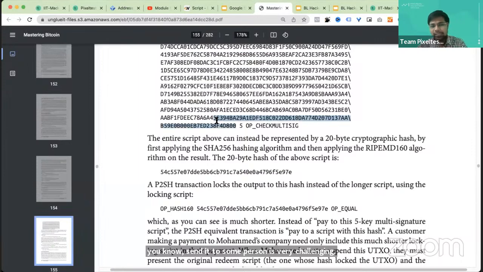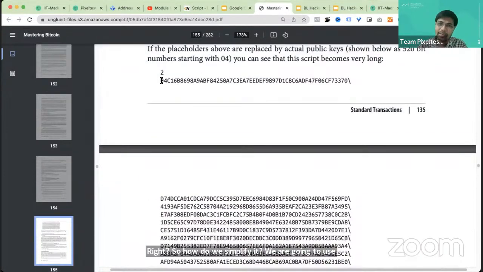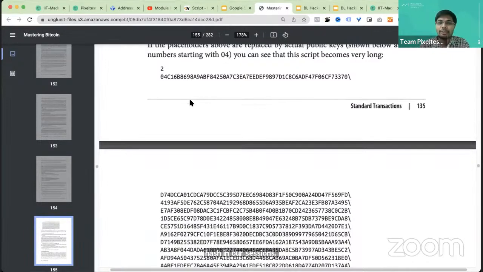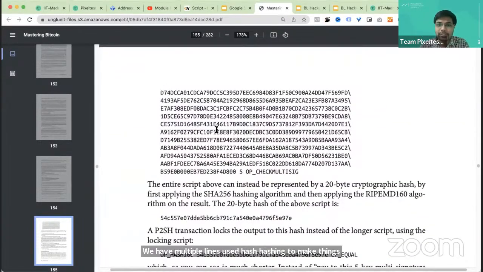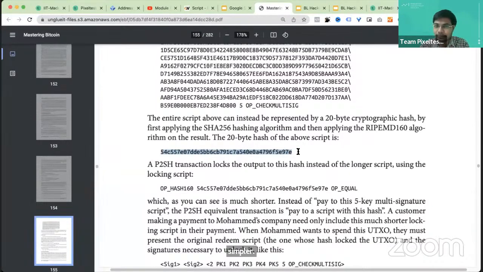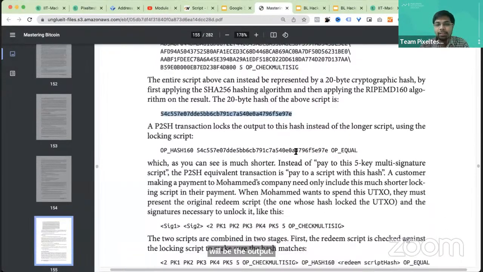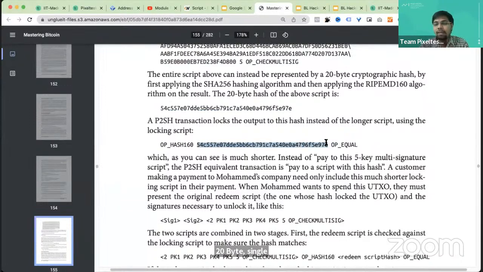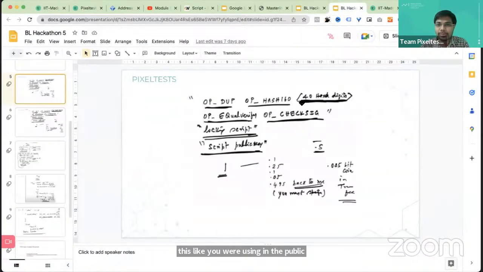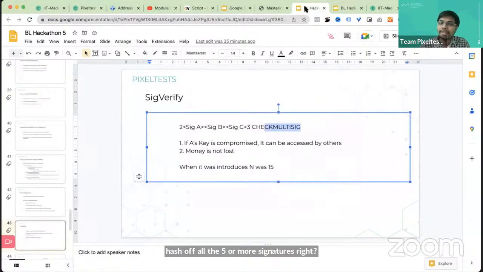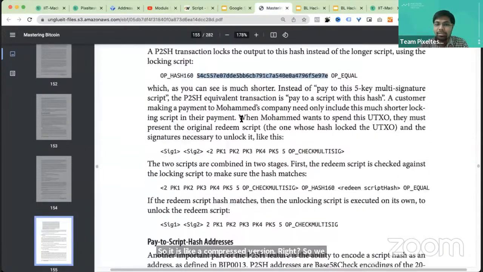We are going to use hash. In our sessions, we have multiple times used hashing to make things simpler. So we are going to hash it. When you hash it, this will be the output, a 20 byte single thing, and you can just go ahead and use this like you were using the public key hash, right? So when you're sending to a person individually, there is one public key hash. Now something similar you can do, but this will be a hash of all the 5 or more signatures, right? So it is like a compressed version, which makes it simpler.